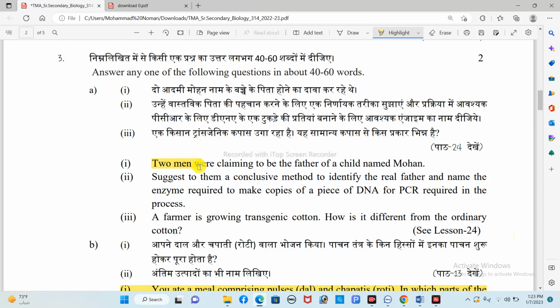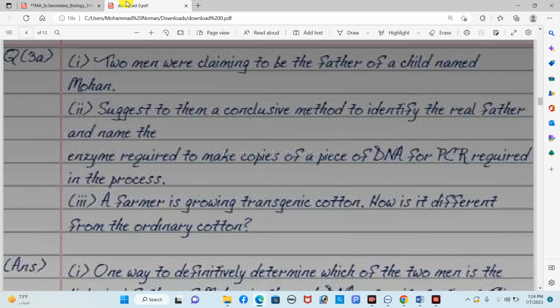Two men were claiming to be the father of the child named Mohan. Suggest to them a conclusive method to identify the real father, and name the enzyme required to make copies of the piece of DNA in the PCR process. Number three: a farmer is growing transgenic cotton. How is it different from ordinary cotton?